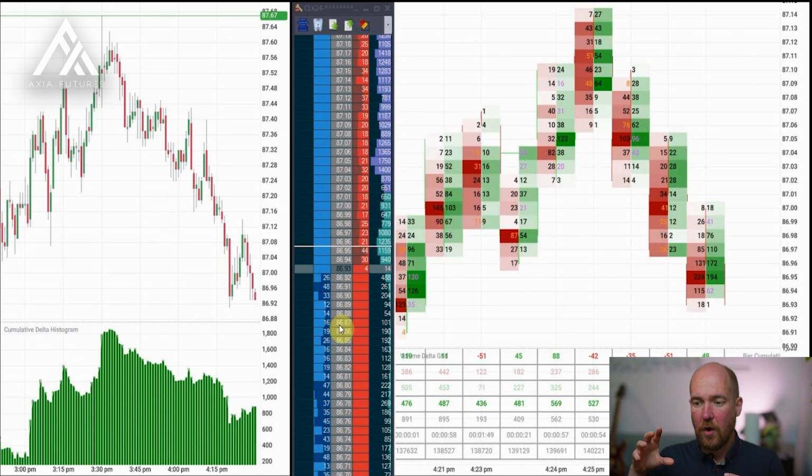Here we go then. What we're looking at then is the beginning of the move. I've got a 1 minute chart on the left. I've got a footprint on the right with an 8 tick range on it. The level that you're interested in is 87.